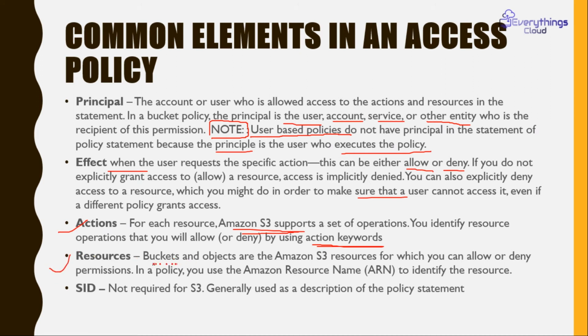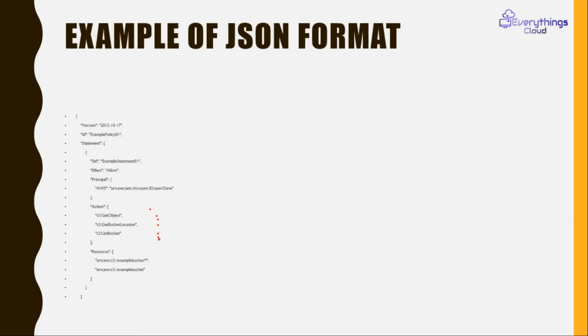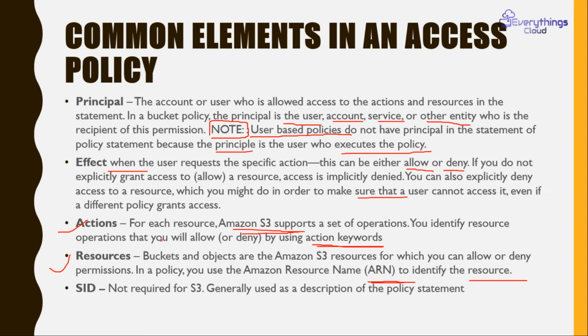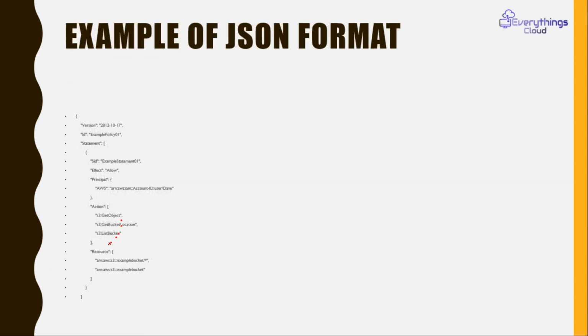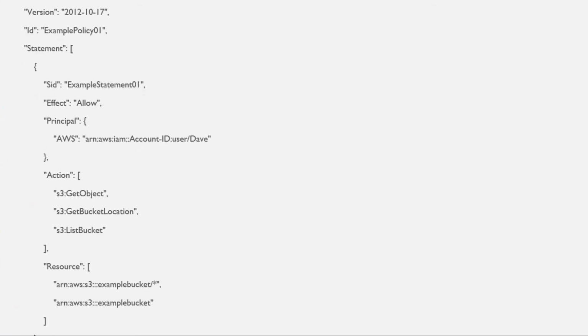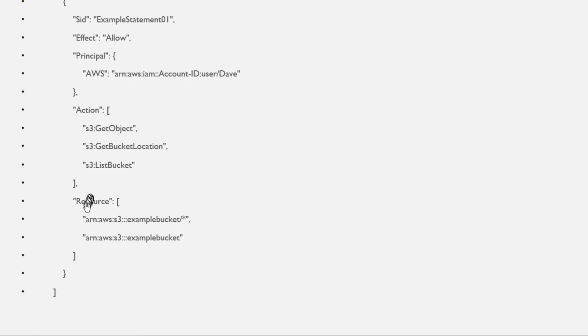Bucket and object are the S3 resources for which you can allow or deny permission. In the policy, you can use ARN to identify the resource. Okay, that makes sense. So how can we define which resource we have to give to the user? That will be in the resource section. A resource section has an ARN; each resource or user has an ARN. Through that you can define it here.